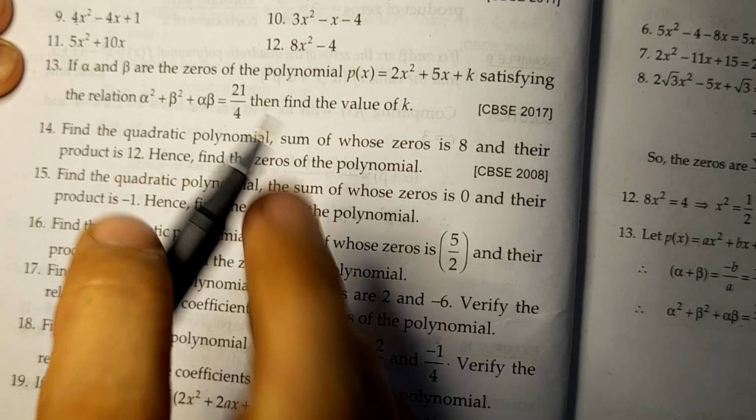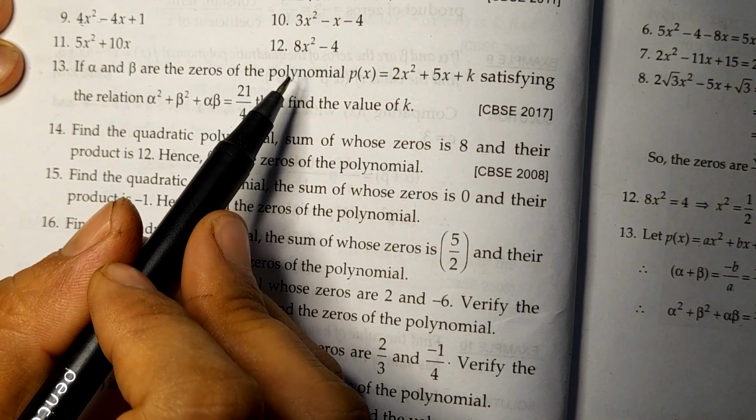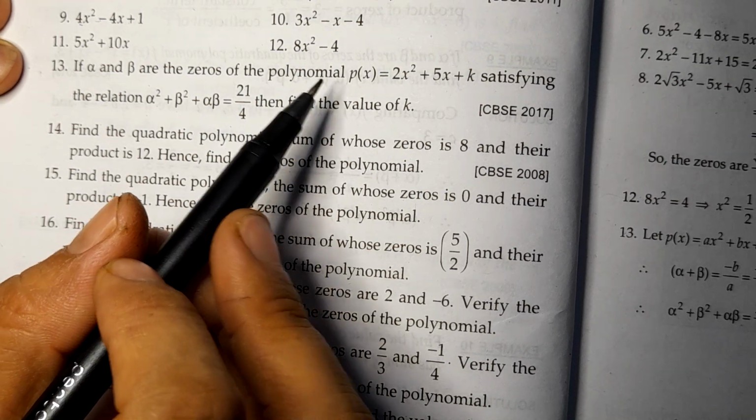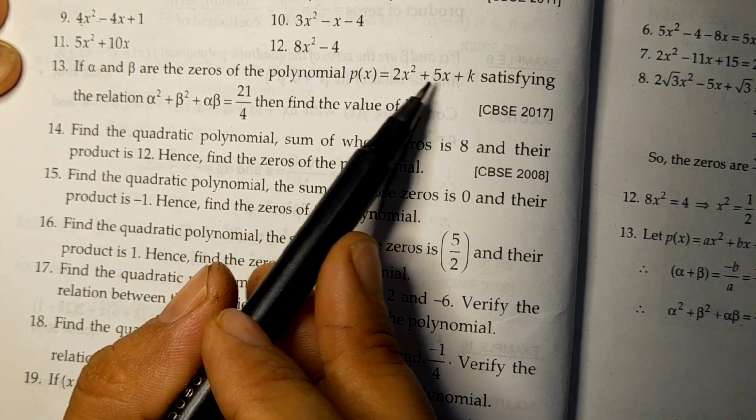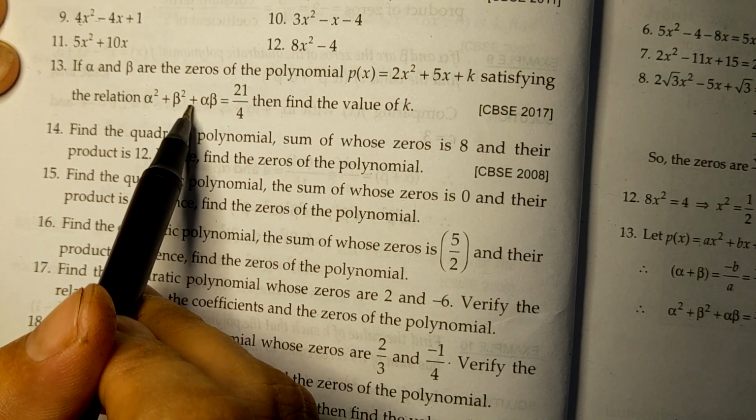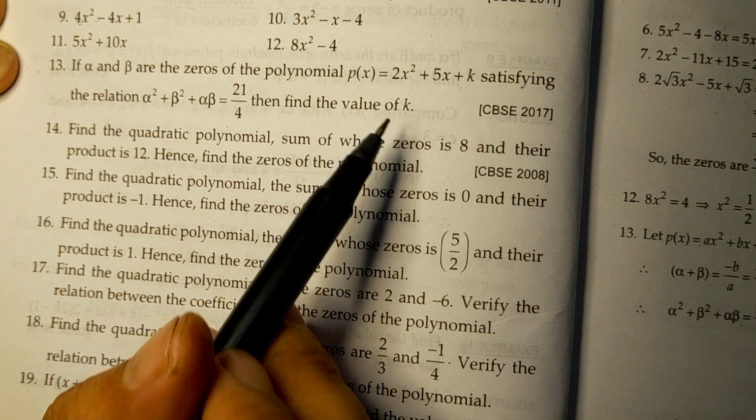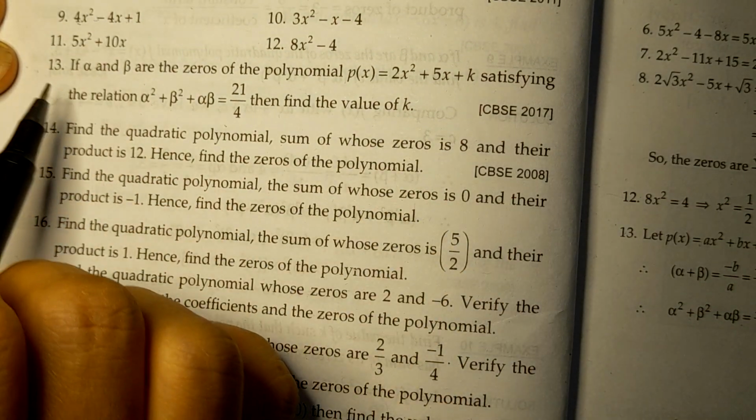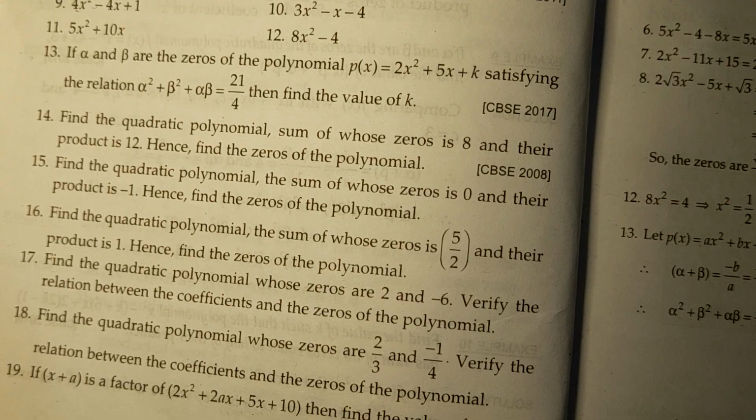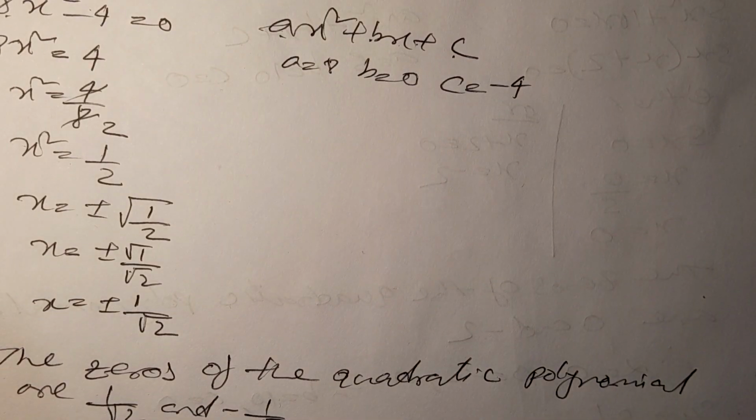Question number 13. If alpha and beta are the zeros of the polynomial p of x equal to 2x square plus 5x plus k, satisfying the relationship alpha square plus beta square plus alpha beta equal to 21 by 4, then find the value of k. We have to find the value of k, and given alpha and beta are the zeros of the polynomial. So this is question number 13.